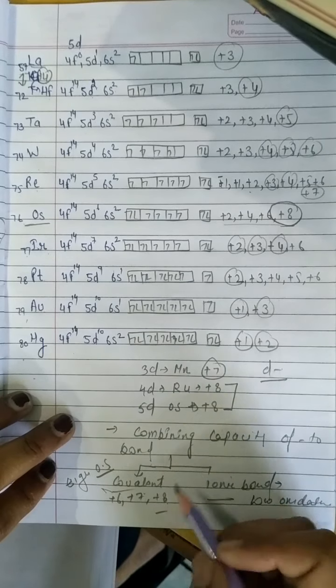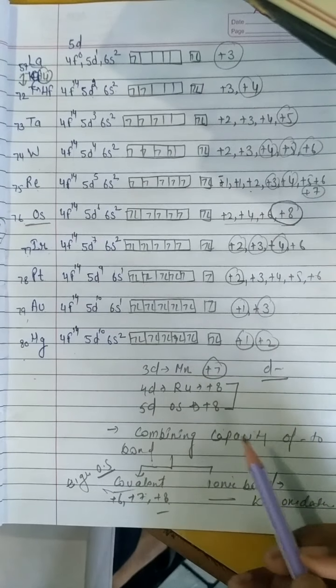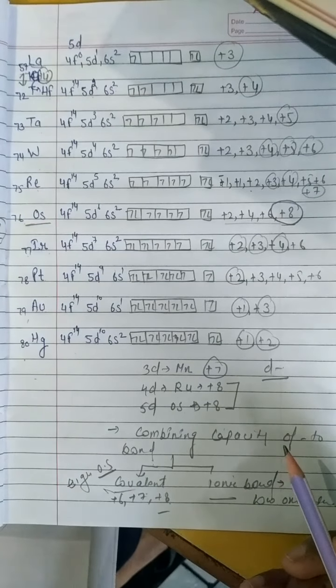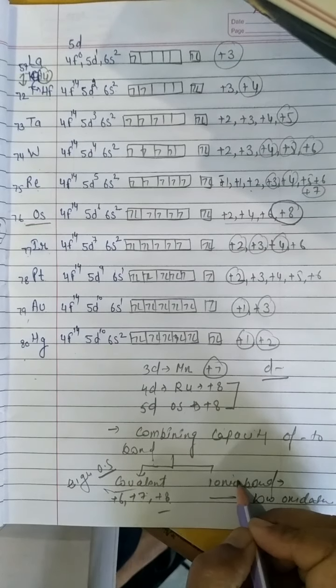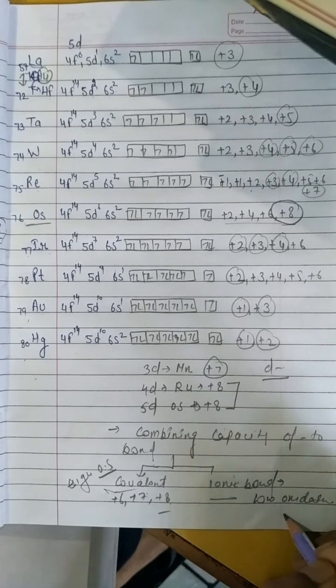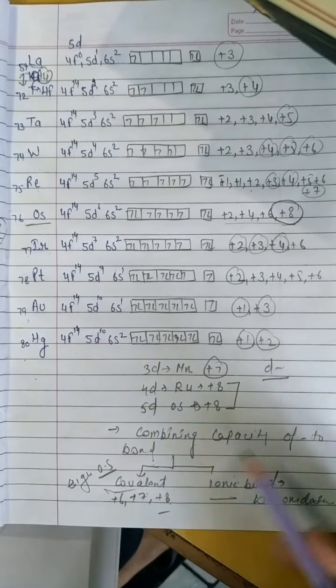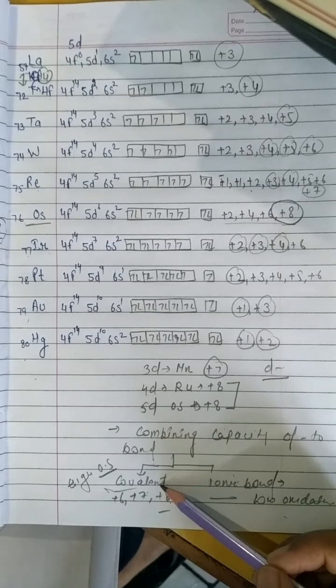Is it clear? They have a combining capacity to form a bond. They form two types of bond, covalent and ionic. In the case of an ionic bond, they are formed when they exist in a low oxidation state. They form a covalent bond when they exist in a higher oxidation state.